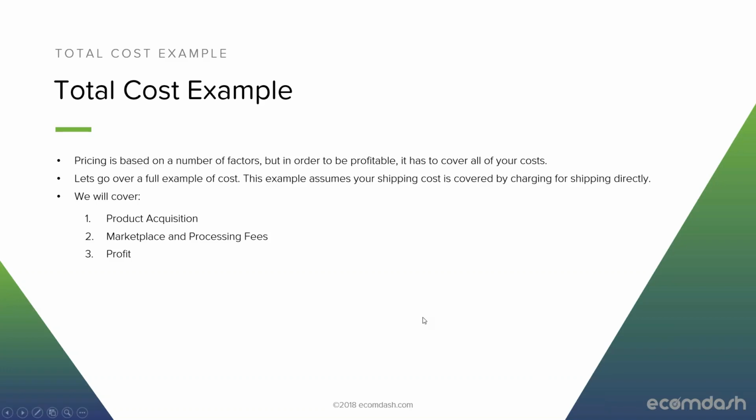This example does assume that your shipping cost is covered by charging for shipping directly. So simply saying shipping of this item was going to cost $10, I'm going to charge the customer $10 for shipping, so we won't really be going into that. But we will be going over the acquisition, the listing of it, which are the marketplace and processing fees, and then come out with the total profit for that item.